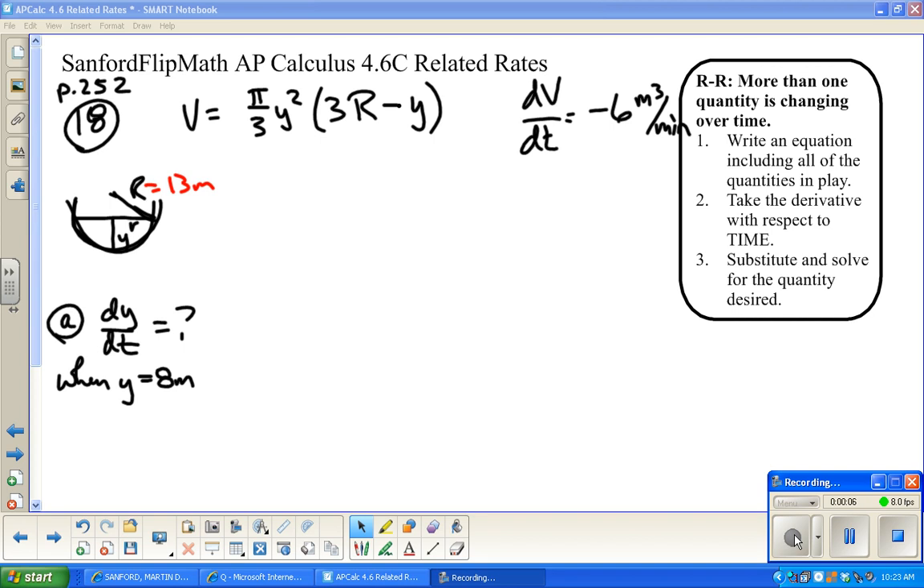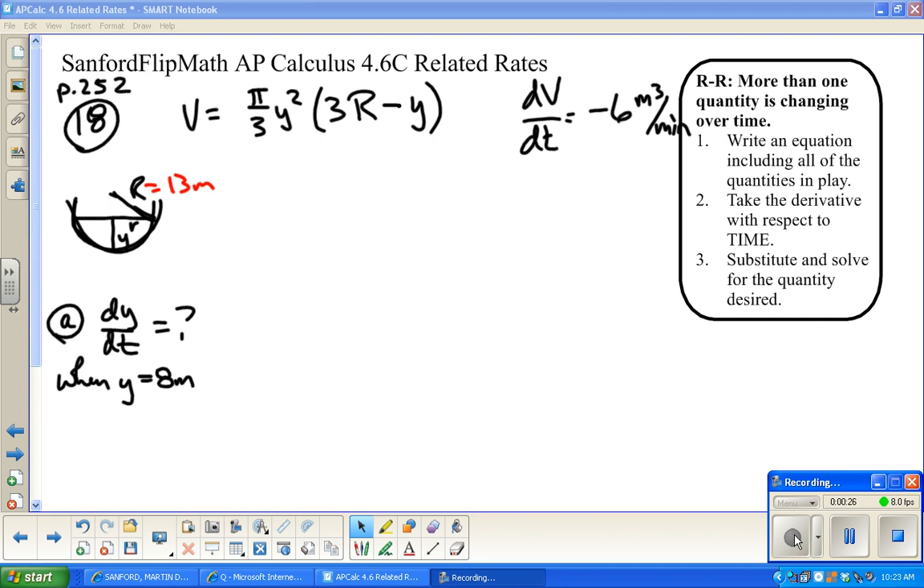This is AP Calculus from the Finney, Demana, Waits, Kennedy book, and this is live in class. What we're doing is going over one of the homework problems. This one's from section 4.6, which is about related rates, from page 252, number 18. Thank you to our authors for putting this together.